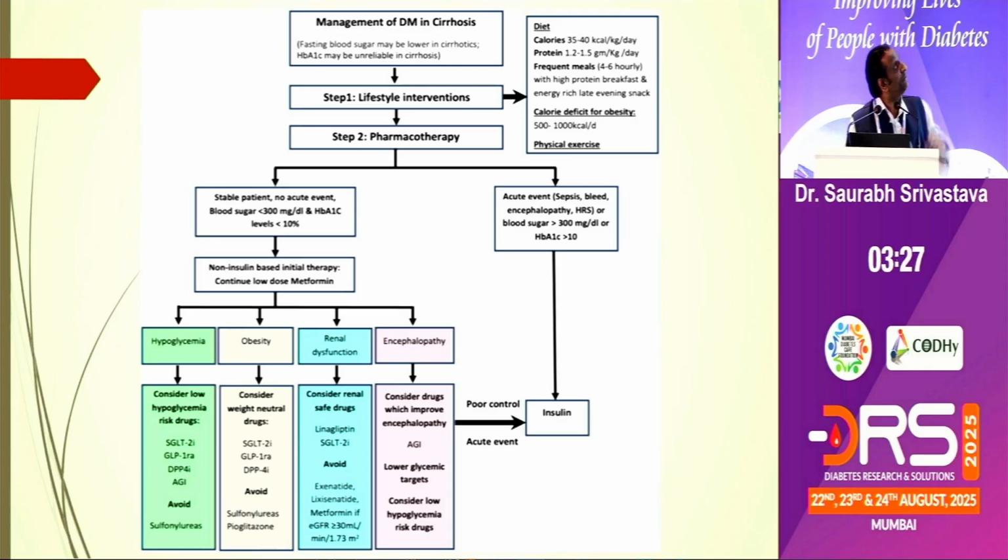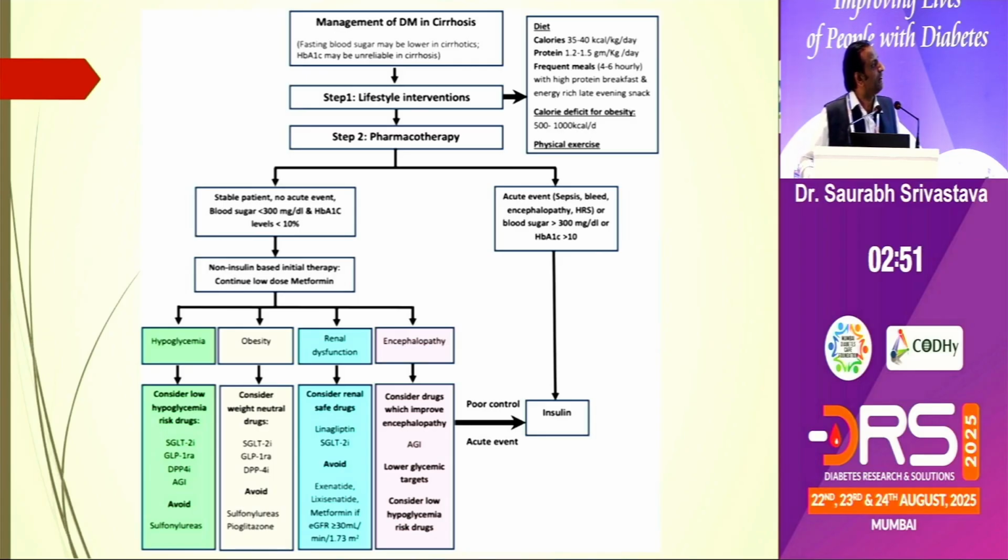For the patient with diabetes, we should start off with lifestyle intervention, then pharmacotherapy. If the patient is stable, not in an acute event, or in the A category, then if we are having hypoglycemia risk, we should consider the drugs which have low hypoglycemia risk, such as SGLT2 inhibitors, GLP-1 receptor agonists, DPP-4 inhibitors, and alpha glucosidase inhibitors. However, sulfonylurea should be avoided. If the concern is obesity, then weight neutral or weight losing drugs should be used, such as SGLT2 inhibitors, GLP-1 receptor agonists, and DPP-4 inhibitors, but sulfonylurea and pioglitazone should be avoided.